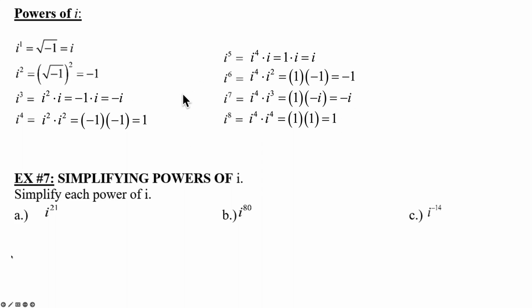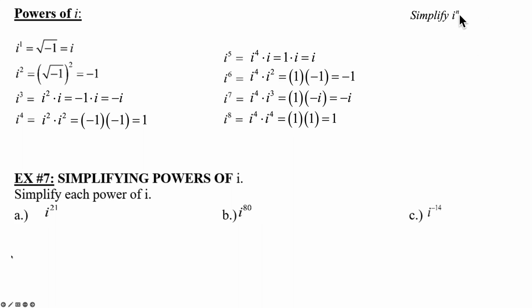We can keep doing this. That's crazy. But I do want you to notice a pattern here. Look at all the odd powers. i to the first, i to the third, fifth, and seventh. The answers are all i's, either positive or negative i. Now look at all the even powers. 2, 4, 6, 8. It's either negative 1 or positive 1.